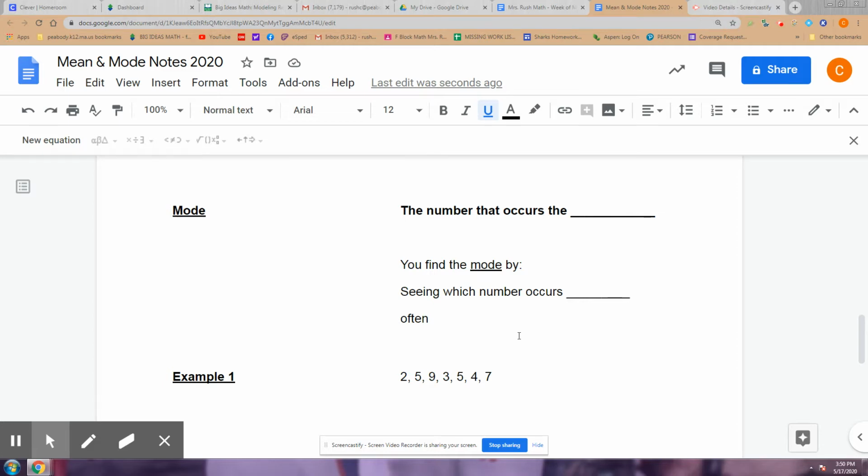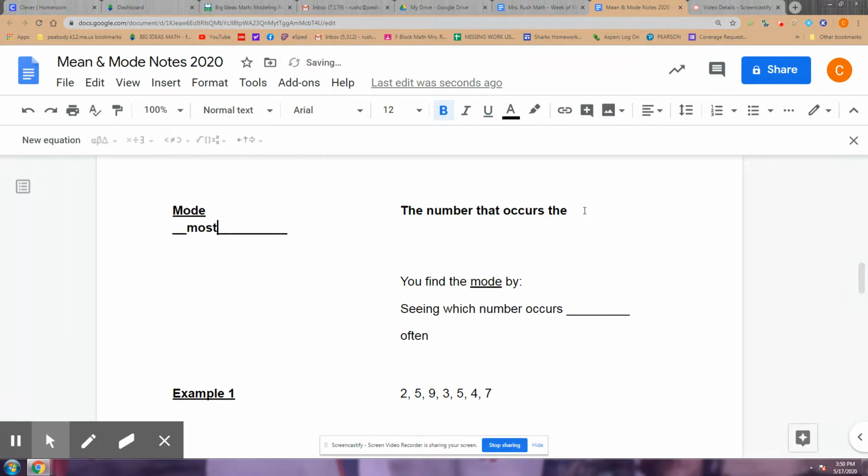So we already went over how to find the mean. So now I'm going to teach you how to find the mode for a set of numbers. Okay, let's get started. To find the mode, you're going to look for the number that occurs the most.